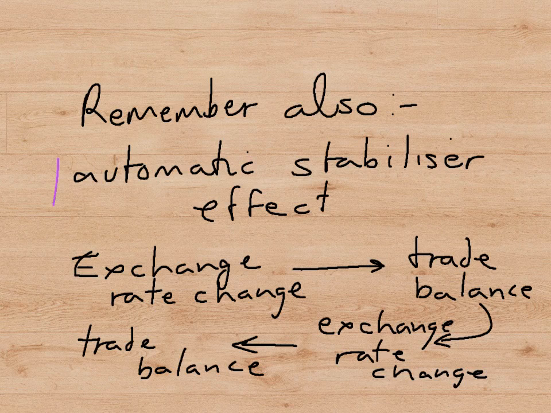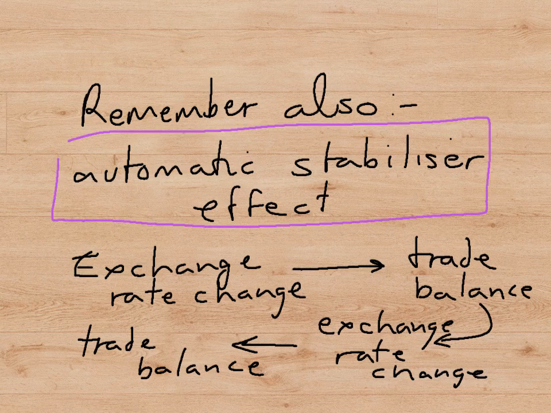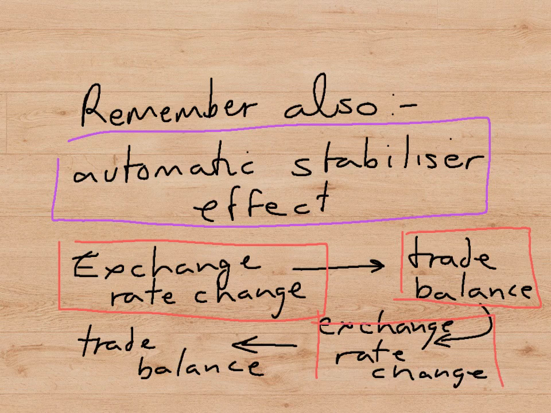Remember also that there is an automatic stabilizer effect. So exchange rates are influenced by other things, and those other things have a feedback effect on exchange rates. Nowhere do we see this more clearly than with the trade balance. So when the exchange rate changes, it will affect the trade balance, but the change in the trade balance will have a feedback effect on the exchange rate, and that will also affect the trade balance. This is described as an automatic stabilizer effect, and we can briefly describe it now.